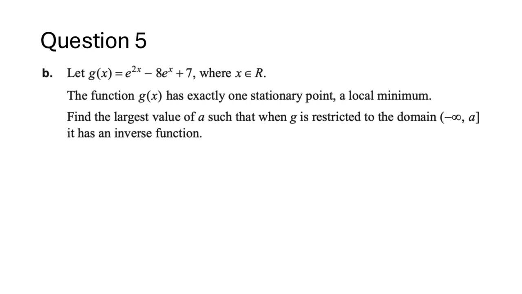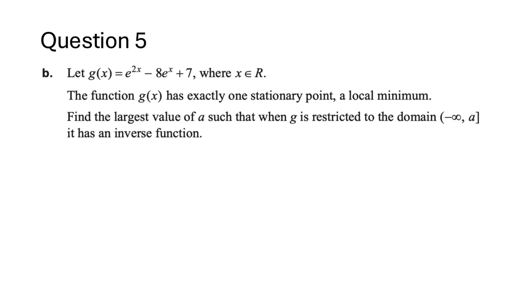Question 5b. Let g of x equal e to the 2x minus 8e to the x plus 7, where x is an element of the set of real numbers. The function g of x has exactly one stationary point, which is a local minimum. Find the largest value of a such that when g is restricted to the domain from negative infinity to a, including a, it has an inverse function.